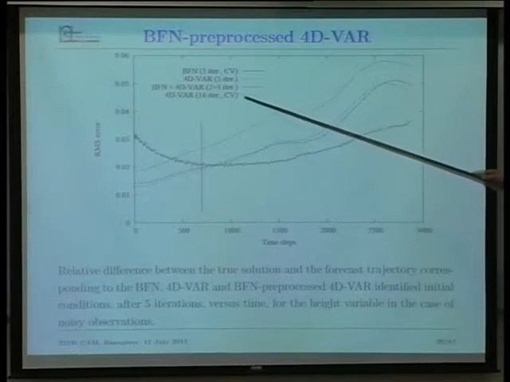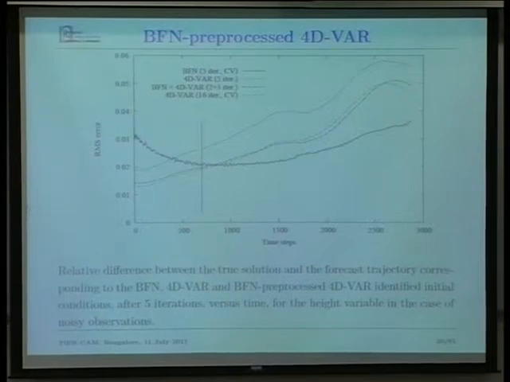So 16 iterations is much more than 5 iterations of BFN, because 5 iterations of BFN is almost 10 model runs, whereas 16 iterations of 4D var is probably 80 or 100 model runs. And you also need an efficient optimization algorithm to minimize the cost function. Okay.